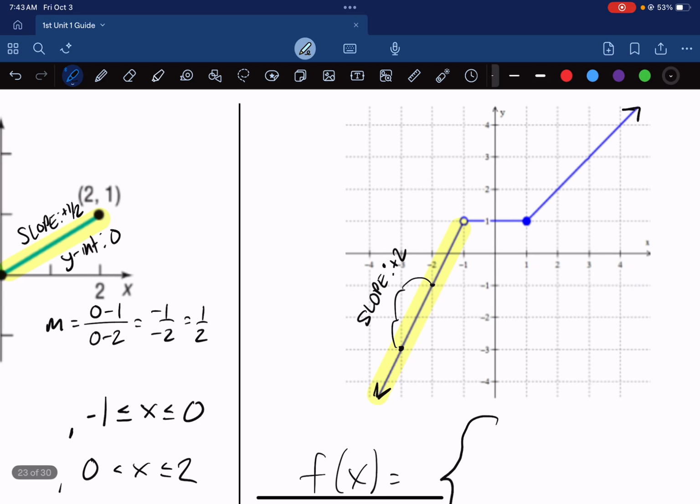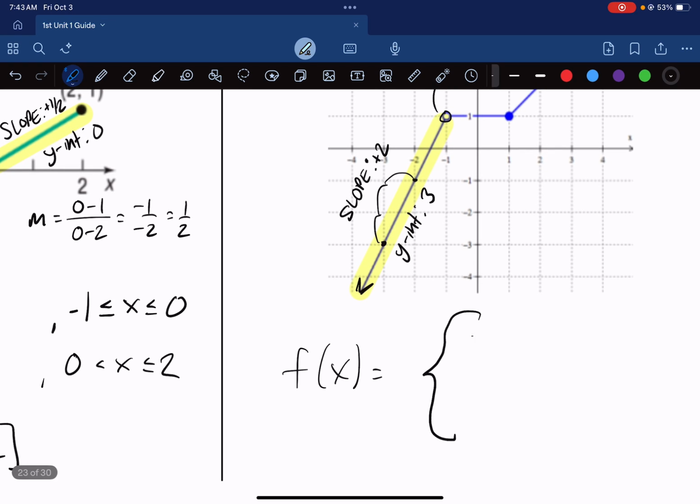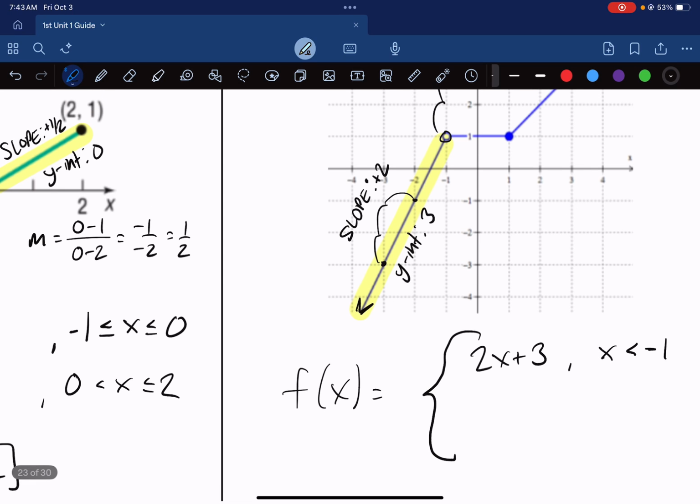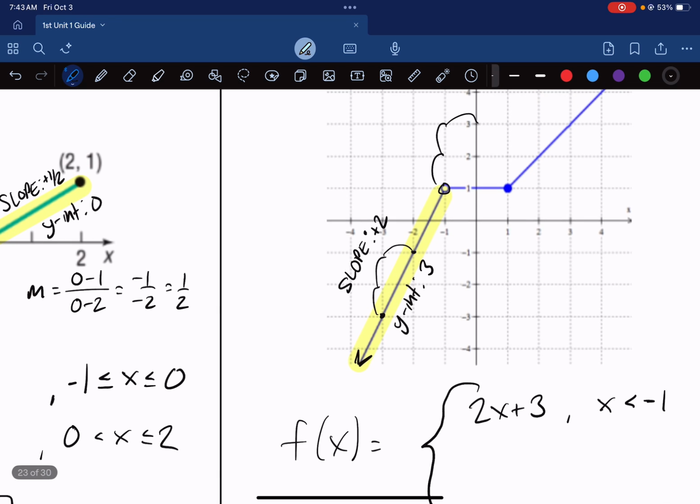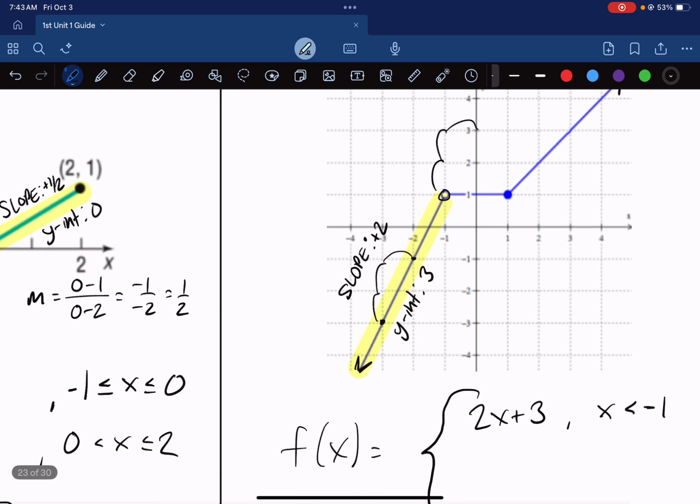So I need to keep working with that slope of +2. From the point where it stops, I'm going to go up 1, 2 over 1 again. And so I actually see that this y-intercept is 3. So that first piece is 2x plus 3. And this is for all x that is less than -1, because we see it stops at -1, and it is not inclusive because it has that open circle on the graph.